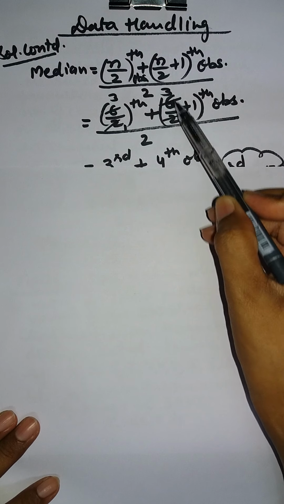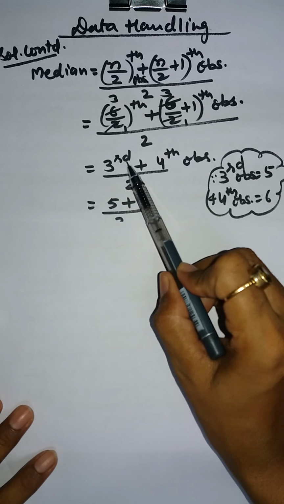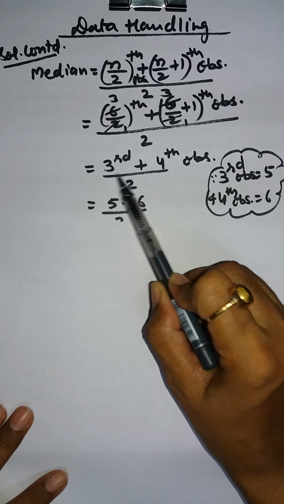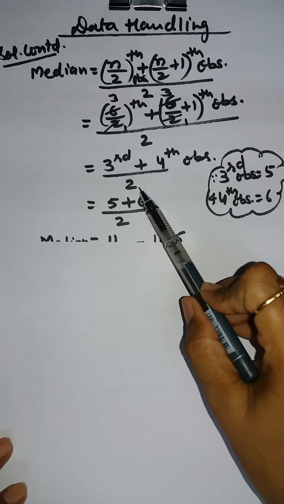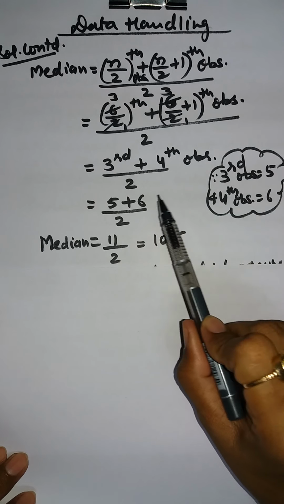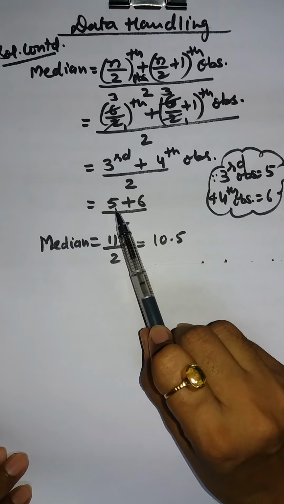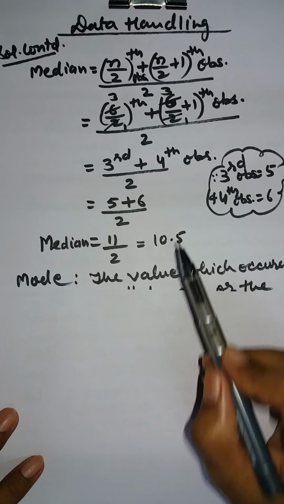3 plus 1, that is 4th. So the median will be the average of the 3rd and 4th observations. The 3rd observation is 5 and the 4th observation is 6. So we add them and it is 11, so it is 11 by 2. That means the median is 5.5.